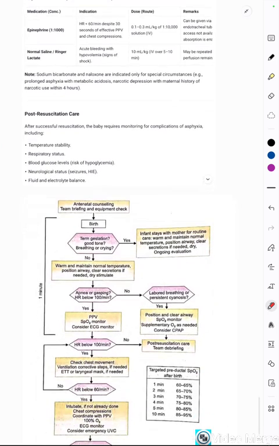The post-resuscitation care is to maintain temperature stability, check the respiratory status, monitor blood glucose levels, and monitor neurological status and fluid and electrolyte balance. Very important, the resuscitation protocol should be for only 20 minutes. If for 20 minutes the respiratory rate is not improving, then there is no use of further resuscitation. There is also no use of further resuscitation if there is trisomy 13 or 18, or anencephaly in the child.